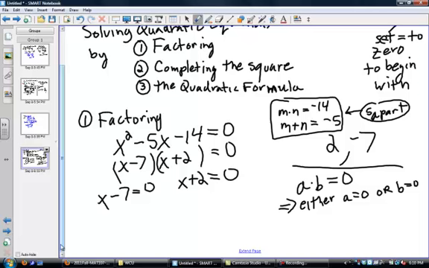So x is either 7 or x is negative 2. One or the other. Has to be true. x can't be anything else for this equation to be true.